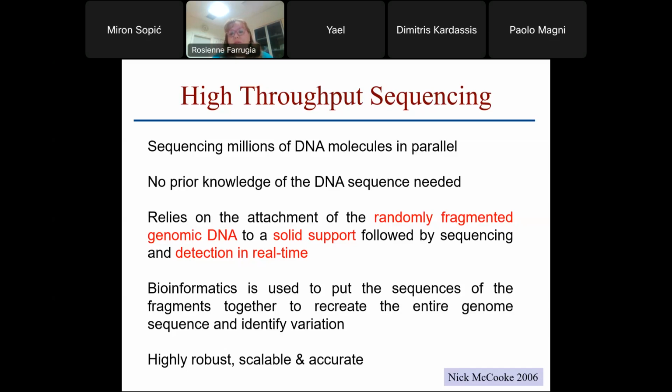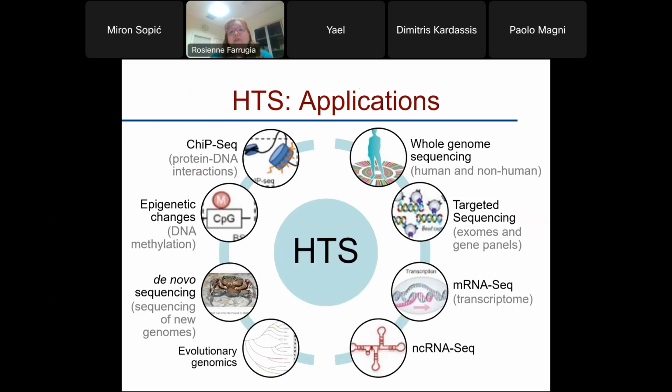Now we can sequence multiple genomes at once on the same chip at the same time, and also very accurately. We have accuracies of 99.9% with second generation sequencing. It has also been possible to apply this technology to a number of different things and research questions.